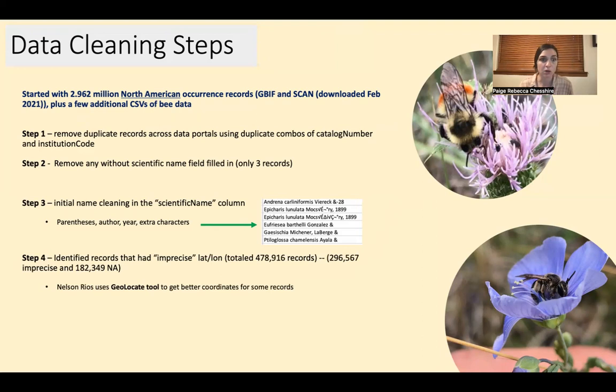And then step 4, we identified records that had imprecise latitude and longitude, which was about 478,000 records. 296,000 of those were considered imprecise lat longs, where the coordinates maybe only went to 1 or 2 decimal places. But then there are 182,000 that were completely lacking coordinates. So we recruited Nelson Rios to use his geolocate tool to get better coordinates for some records.